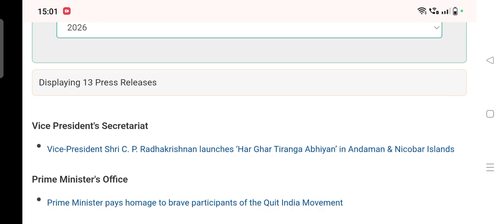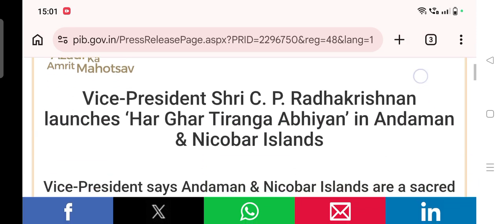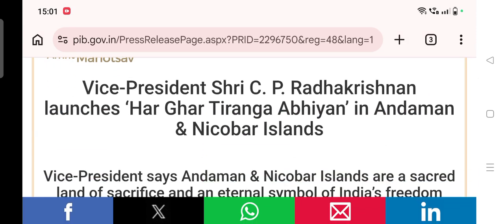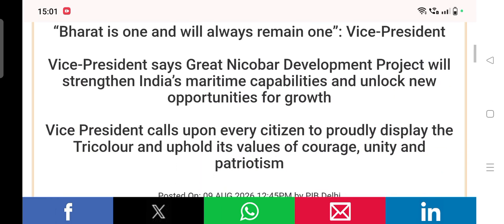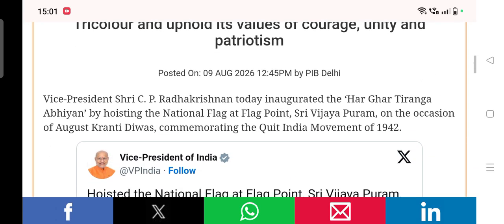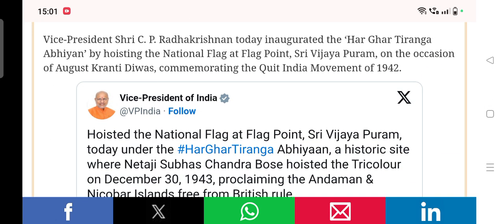Here the first news is that Vice President Sri C.P. Radhakrishnan launches Har Ghar Tiranga Abhiyan in Andaman Nicobar Islands. So this is something related with schemes, because there is something called launches. So we have to click on this. So what is Har Ghar Tiranga Abhiyan? That is one of the things we can ask ourselves. And so you just have to scroll it down and you can see more and more information about this.